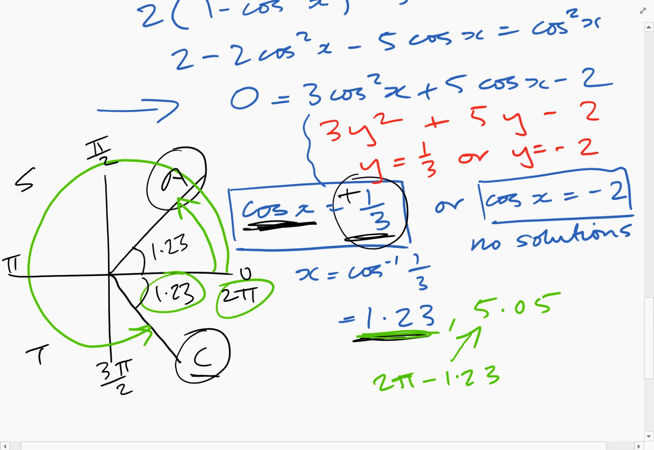5.05. And I don't think there's going to be any other values in our range here. 0 to 2 pi, we don't want any negative values, and we don't want anything above 2 pi. So these are the two answers. X equals 1.23 and x equals 5.05. Both are in radians.